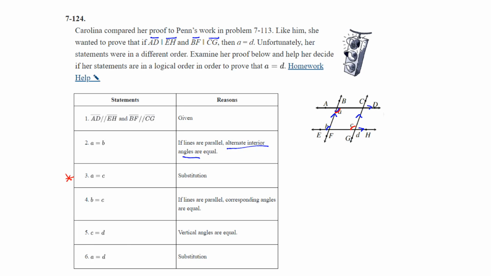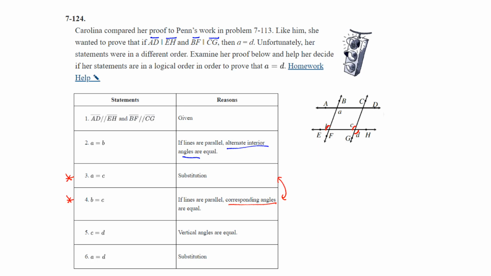So let's look at 4. B is equal to C. Do we know B and C are congruent? Yes, we do, because those are corresponding angles. So that's good. It appears that these two actually need to be switched, because if B is equal to C, then you can do your substitution and say A is equal to C. So as of right now, I think 3 and 4 need to be switched. Let's take a look at 5. C is equal to D, which is true because those are vertical angles, so that looks good.